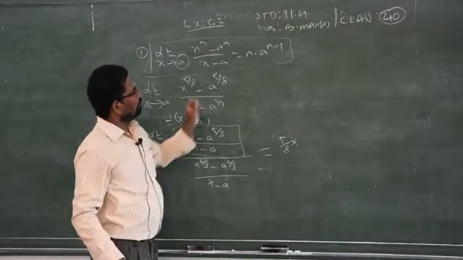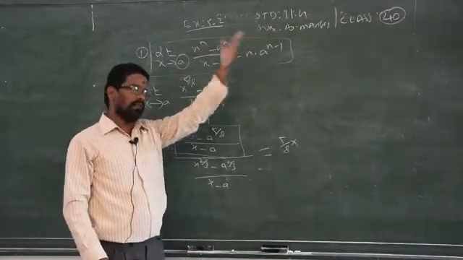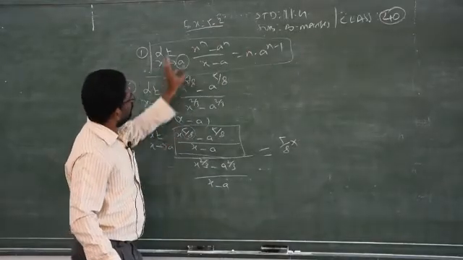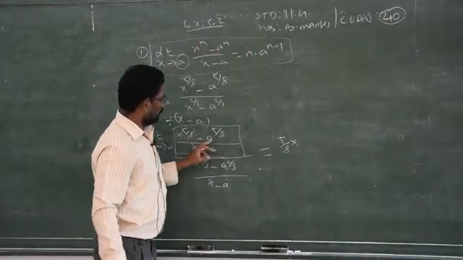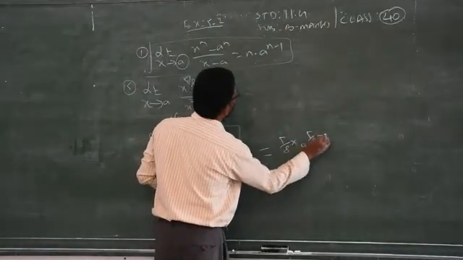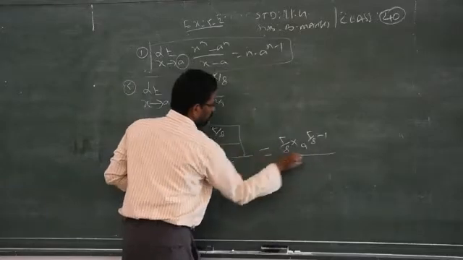Don't think that for all the problems you will get a. You will get some other number also. Just you have to compare. X power n, x is the base. What is the power? 5 by 8. So x, a is a, 5 by 8 minus 1. I am applying this formula.